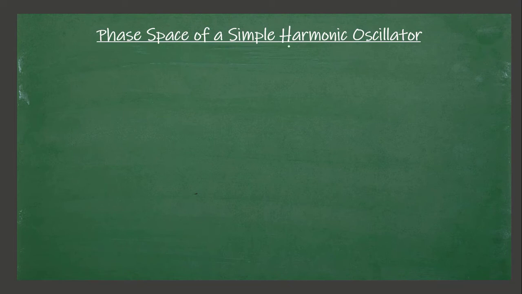Now, what does this phase space consist of? Well, phase space is a space which consists of the variables which completely specify the state of the system. In classical mechanics, we need two variables in order to specify a system. Now, why two variables and what are these two variables?